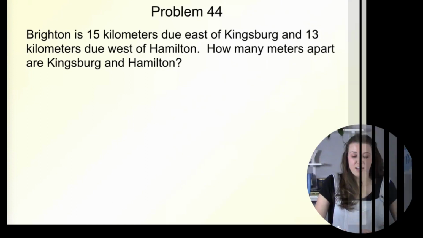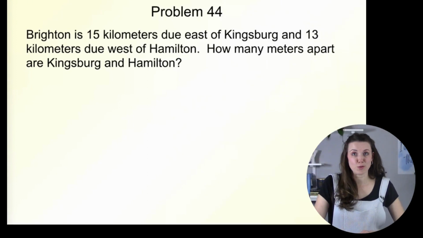Brighton is 15 kilometers due east of Kingsburg and 13 miles due west of Hamilton. How many meters apart are Kingsburg and Hamilton?